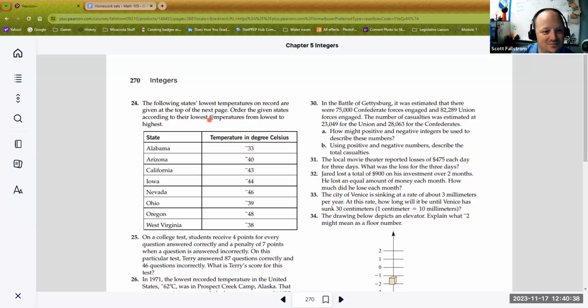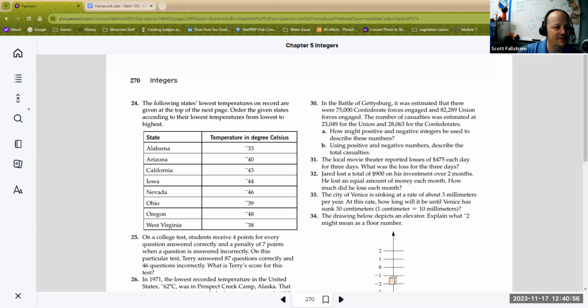At the top of the next page? Whoops. How about right below the question? Good job, proofreader. Order the given states according to their lowest temperature from lowest to highest. Okay. So now we do have to think about this. What does it mean to be a low negative temperature, right?